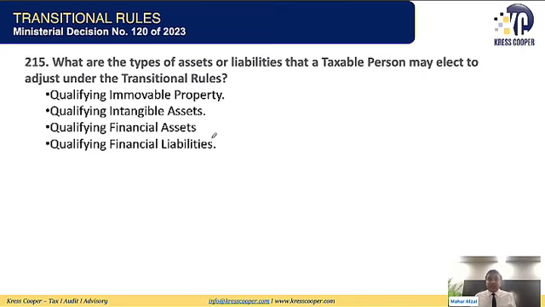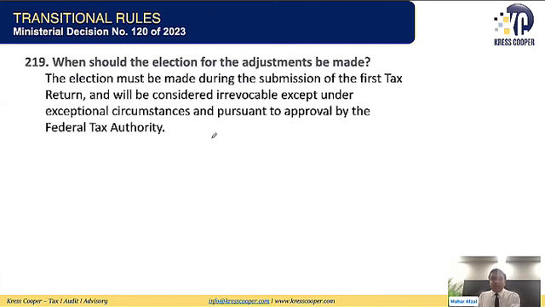So what are the types of asset and liability that a taxable person may elect to adjust? This ministerial decision 120 of 2023 deals with the qualifying immovable property. It deals with the intangible assets, the financial assets, and the financial liabilities. So when should the election be made? Anyone who is submitting the return, at the time of submission of the first return, can opt and make these adjustments.